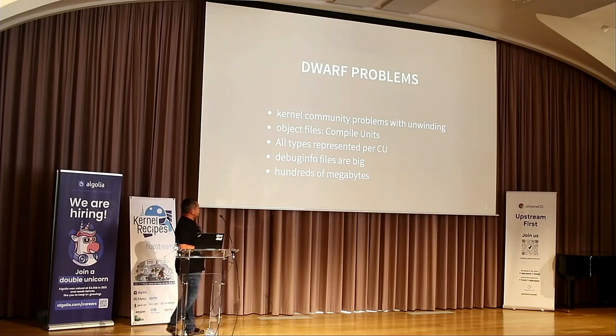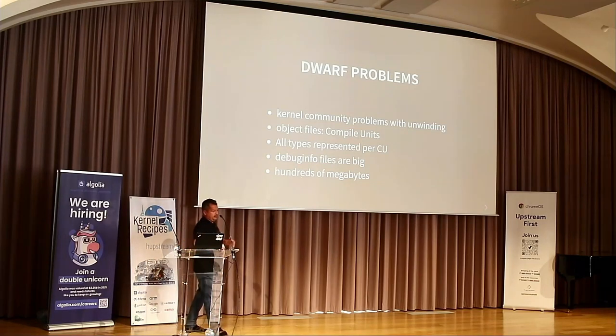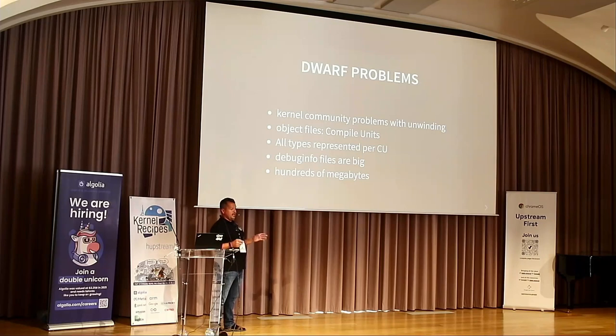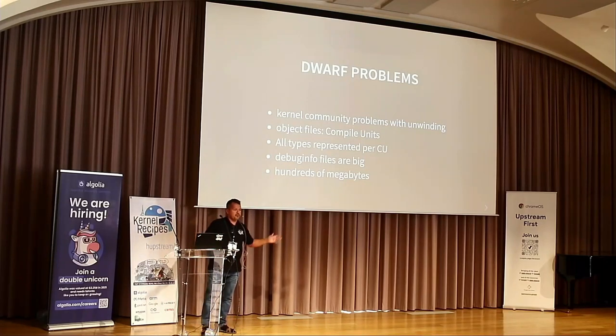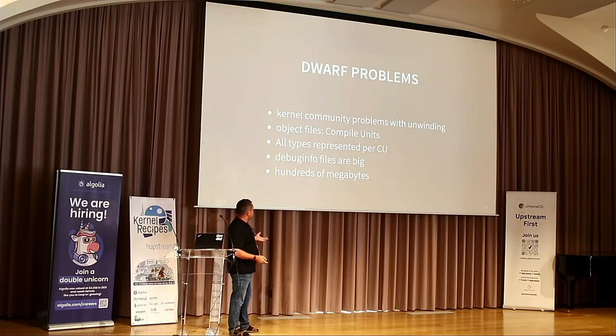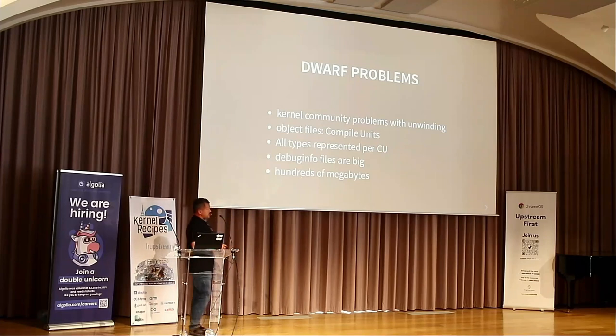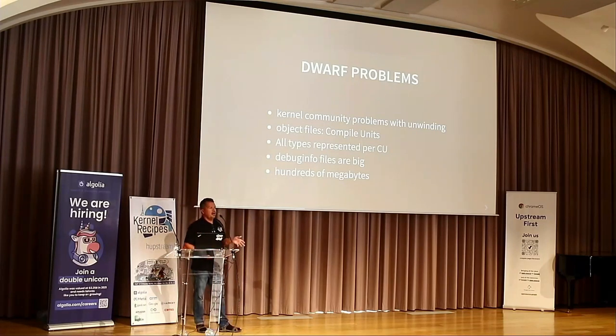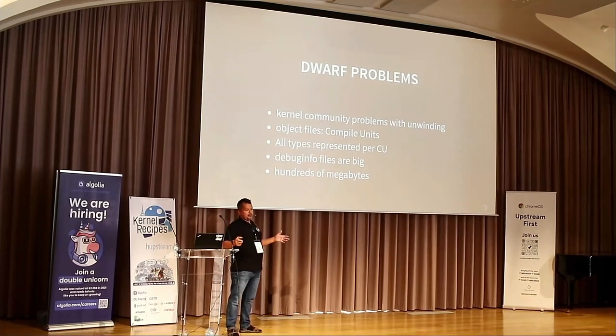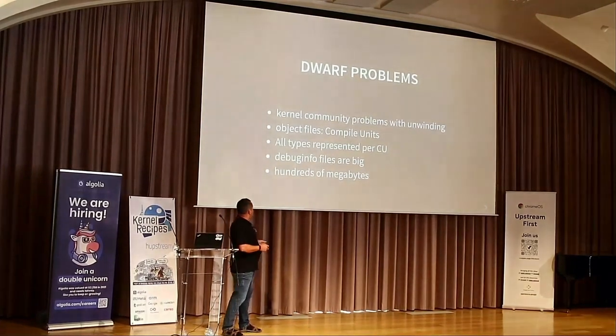The problem is that in the kernel you have tens of thousands of object files, and DWARF, for each of the object files in isolation, has a representation for all the types that are used in that specific object file. So lots of duplication for types that are really big, like task_struct. So debugging files as a result are very big. And you have to install, I was updating my machine yesterday, it was something like 76 megabytes, just the package. And it's really big.